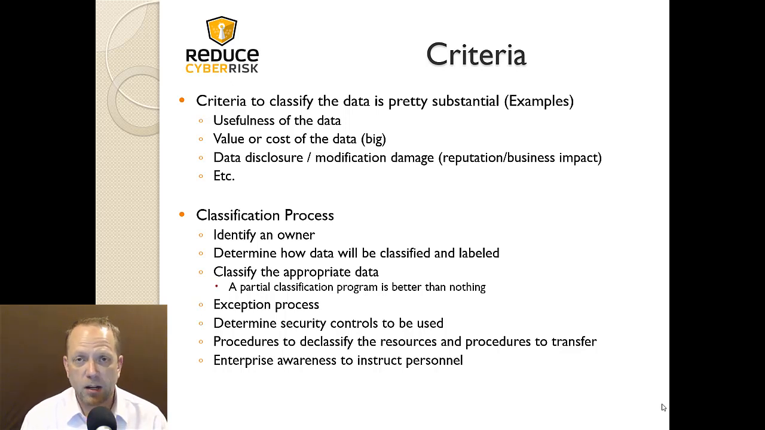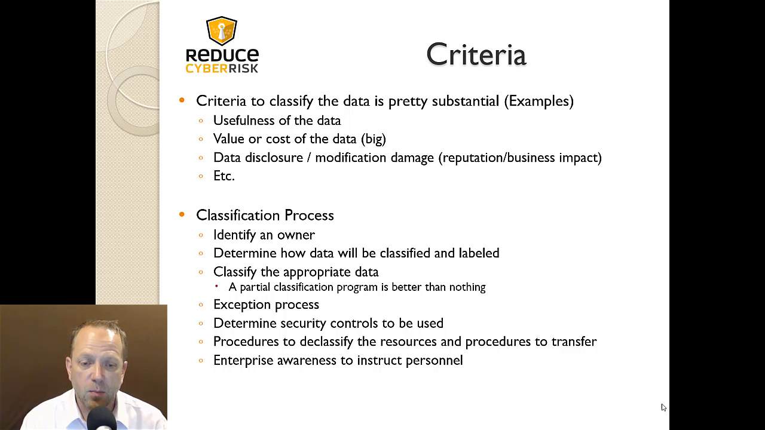You could have a lot of data that's orphaned, and you're just going to have to pick somebody. Whether they like it or not, they're going to be the data owner. Then you have to work through with them on how to get it cleaned up. You need to determine how the data will be classified and labeled. This comes down to physical systems and also electronic systems. How are you going to classify and label the information?